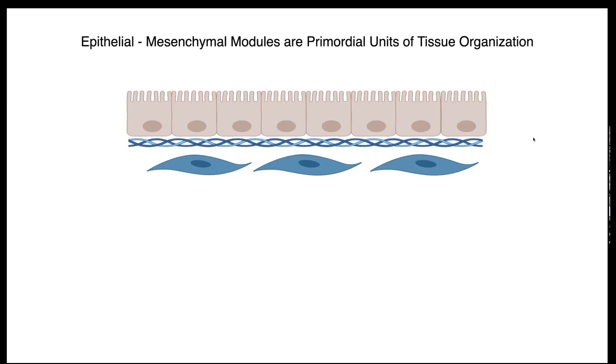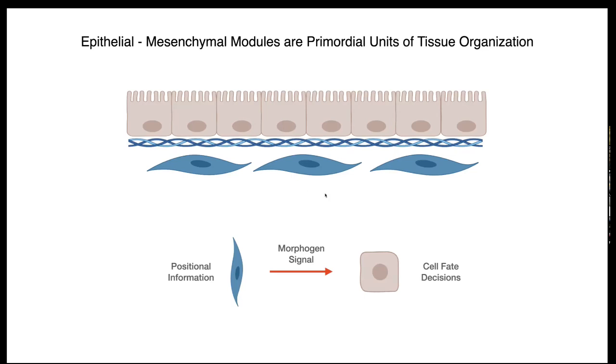Epithelial cells, of course, form a polarized sheet. Mesenchymal cells are underneath, and they're separated by basement membrane. So that's a general structural setup. But what's interesting going beyond that is that there is a particular type of relation between mesenchyme and epithelium.